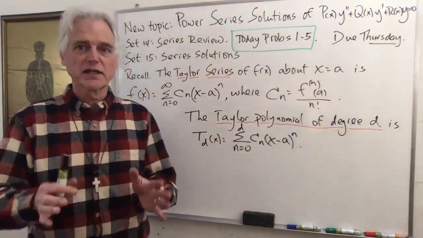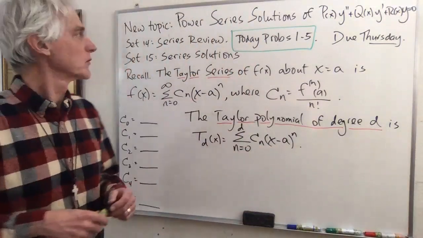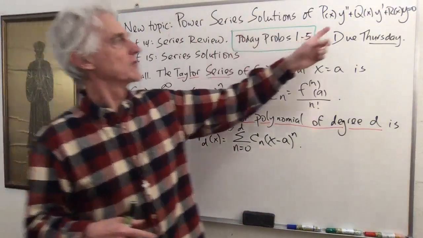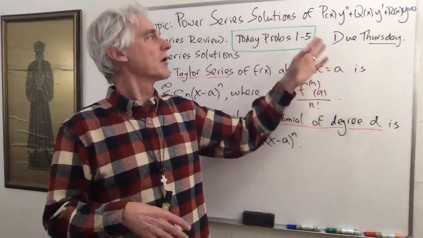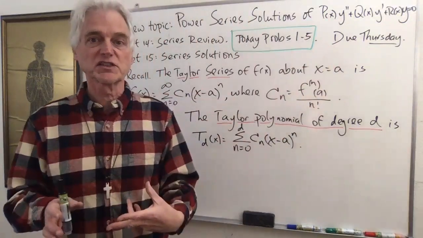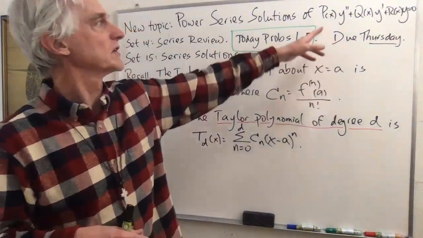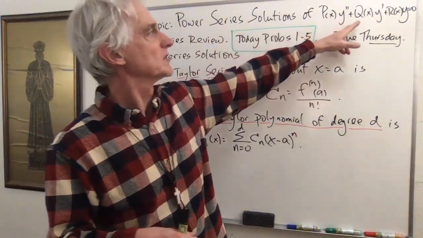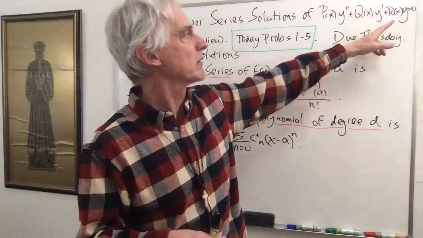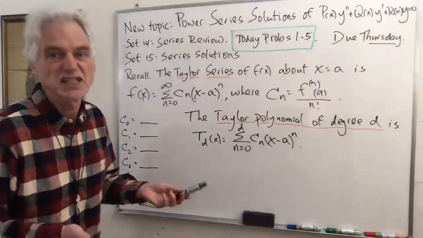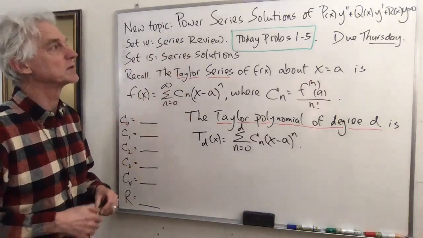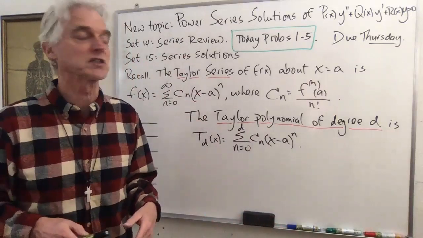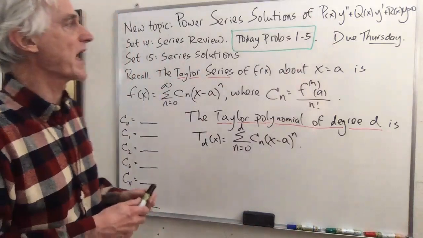Hello, we're starting a new topic today. We have power series solutions of linear second order ODEs with non-constant coefficients. Usually those coefficients are polynomials. So we have P of x times y double prime plus Q of x times y prime plus R of x times y equals 0. And usually we're thinking of P, Q, and R as polynomials. We don't know how to solve that by our technique of the characteristic equation. We need constant coefficients for that.